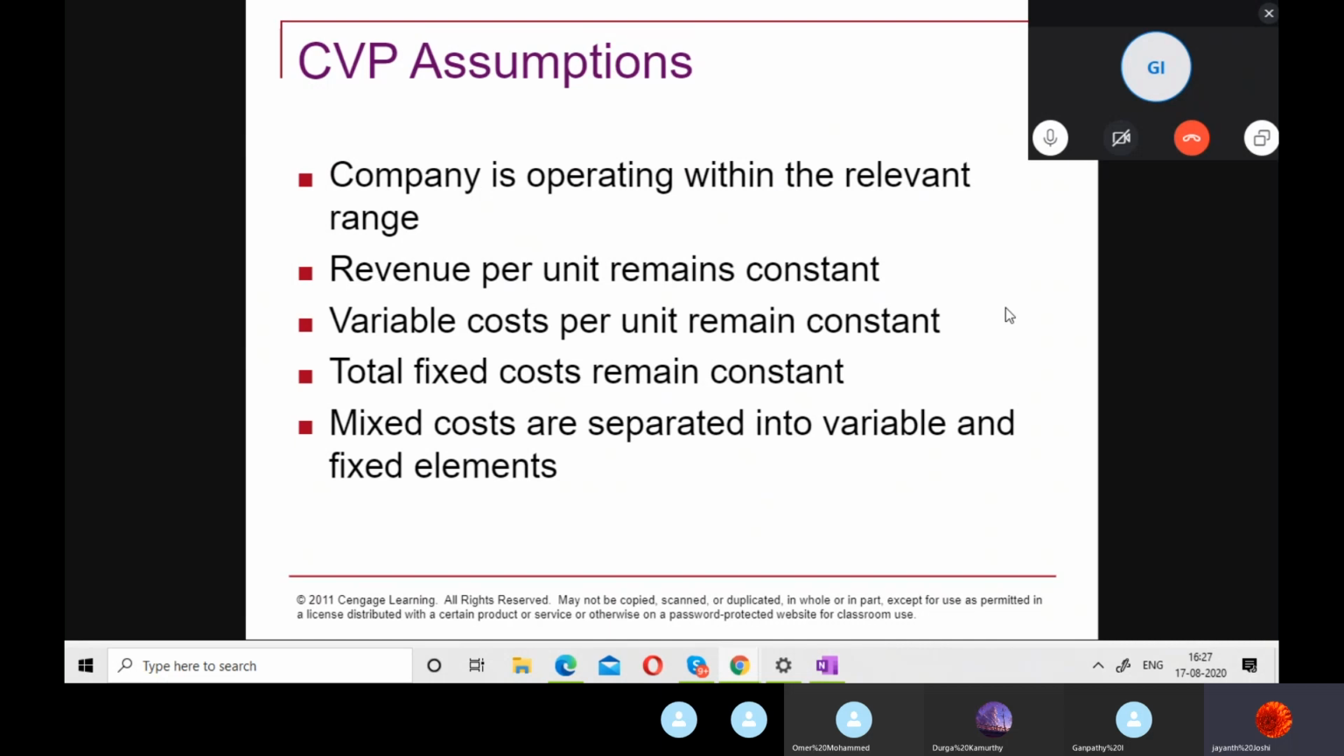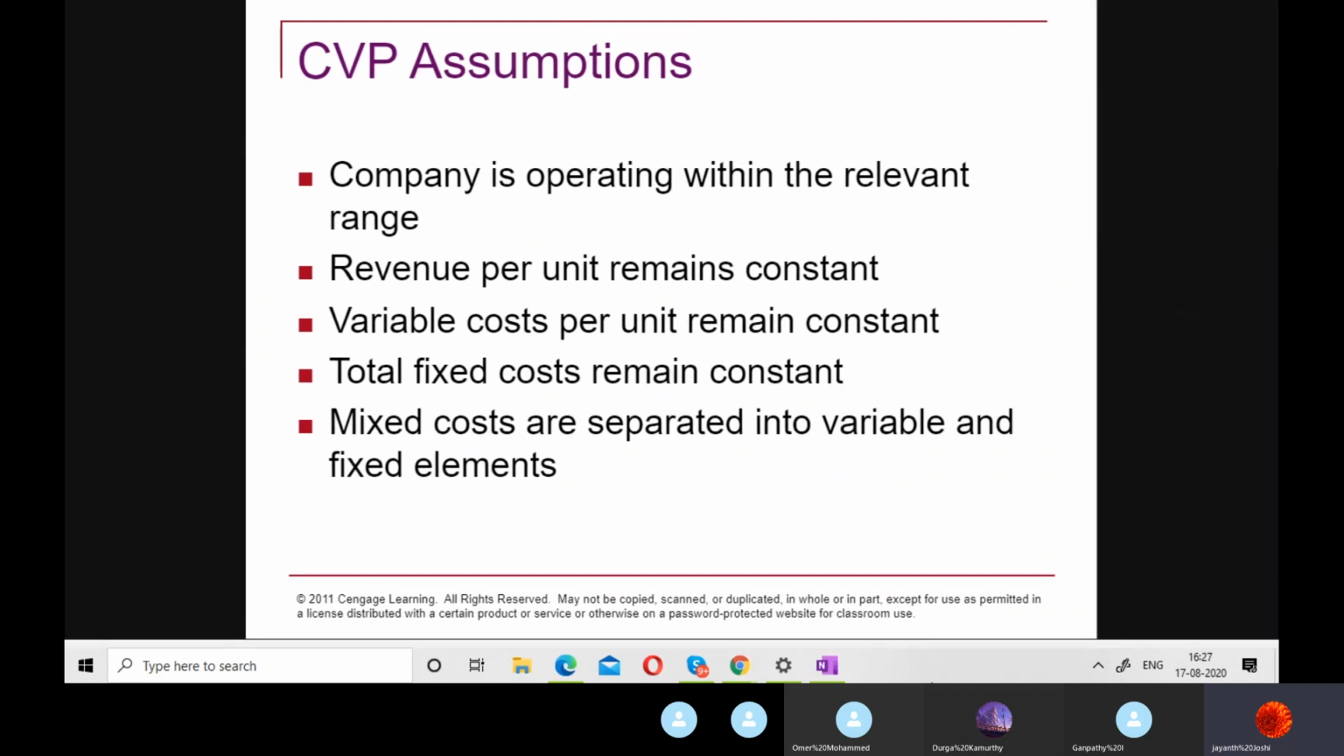So every concept comes with some assumptions. No concept is created without any assumption. In the same way, CVP analysis is not an exception to this. Your cost, volume and profit analysis is also based upon certain assumptions, which you are going to see right now.